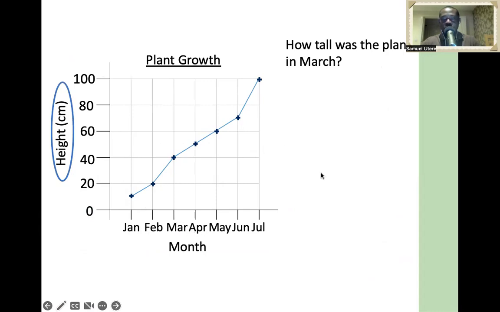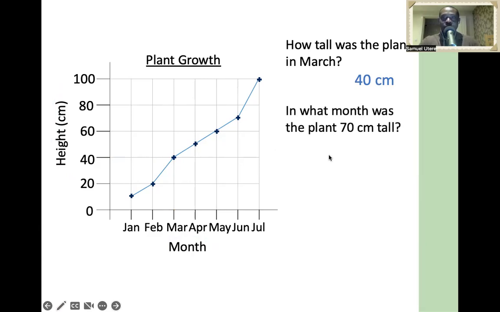So how tall was the plant in March? So we go to the month, we look for March, we read all the way, use a ruler if you're working on paper, and then you draw all the way to the vertical axis to read the height. It's 40 centimeter. It's important when you write your answer, when reading charts, that you put your unit if it has a unit.